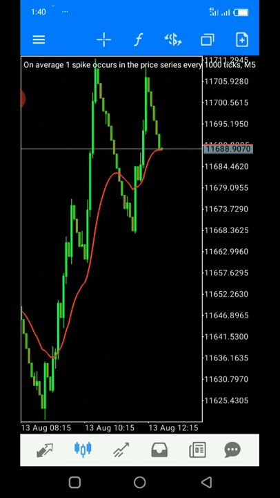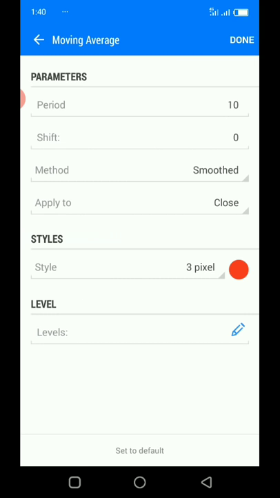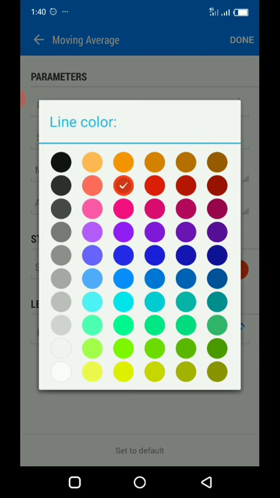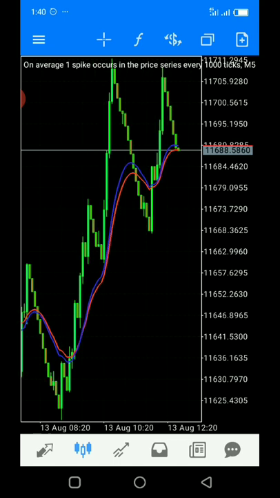Now another thing we need to do is add our second indicator, which is also the moving average. This time the period is going to be 16 and the method is going to be exponential, and we'll be using the blue color. So this is how to set it up. Kindly follow the screen direction to set up your own strategy.